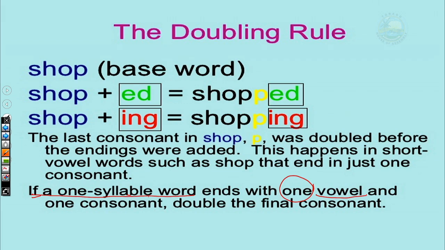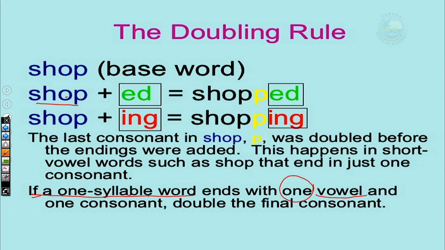The word shop, when we want to add a suffix, ed, to the word, because we have one vowel and one consonant in the word, we double. And what are we doubling? We double the final consonant, which is a P, before adding our ed. Got it?